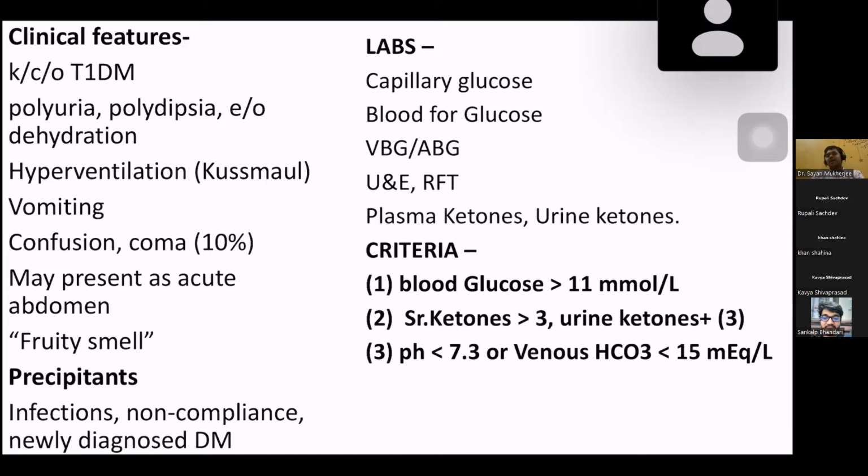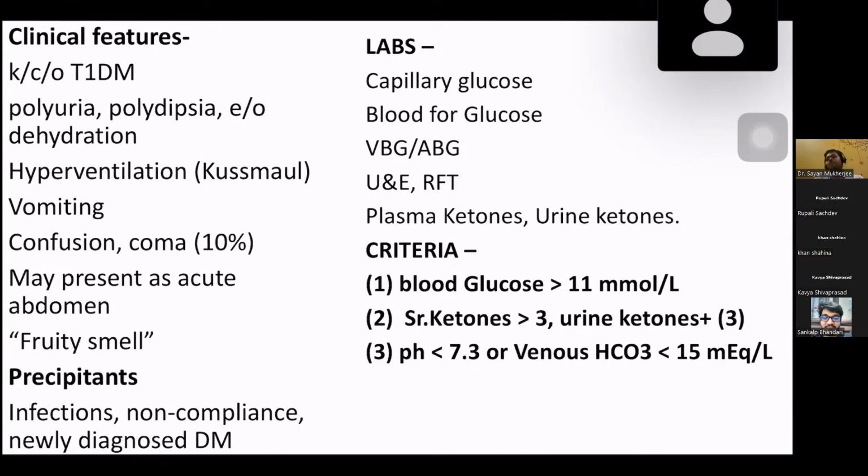There are certain criteria that must be met before we can label a patient as DKA. You can remember them if you want. The blood glucose is more than 11 millimoles per liter. I have used millimoles per liter; you can convert them to milligrams per deciliter. Same thing. More than 11 millimoles per liter. Serum ketones more than 3. Urine ketones are positive. And the pH is less than 7.3. Basically 3 things: hyperglycemia, ketonemia, and acidosis. They just put some numbers on it. Once you have these 3 criteria in your hand, you can say that this is a case of DKA.